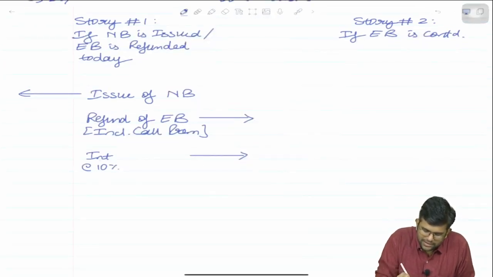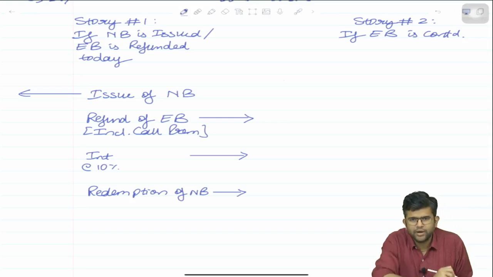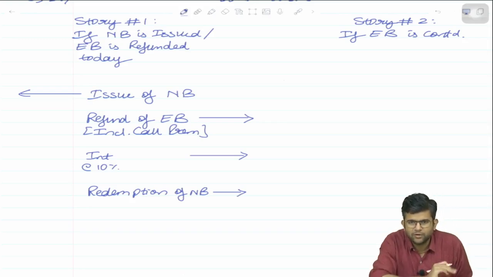Then can I say redemption of new bond will be outflow. What redemption? After 6 years I have to give back Mahalakshmi her money. Everyone clear? 300 million I have to give back.